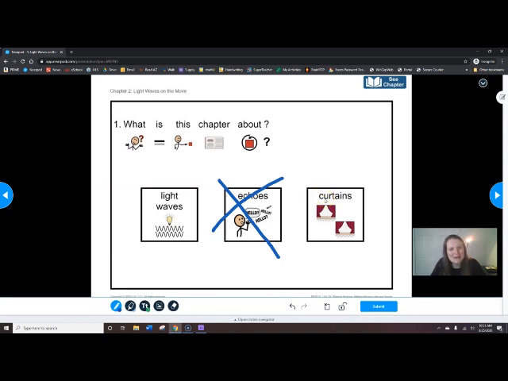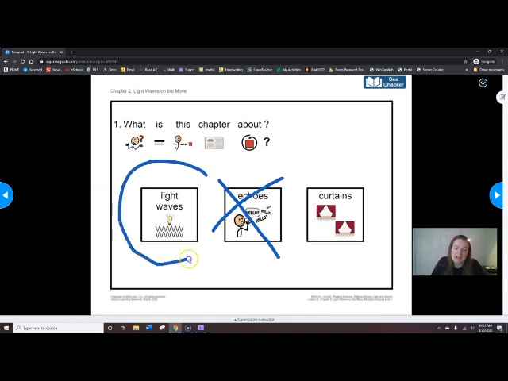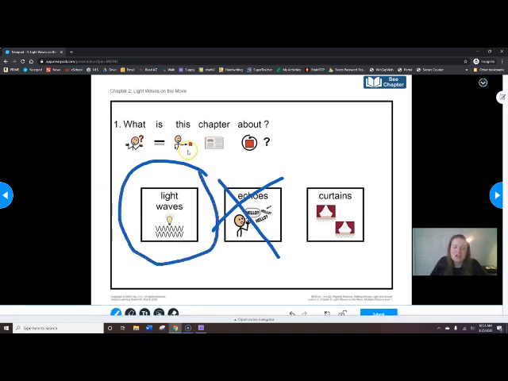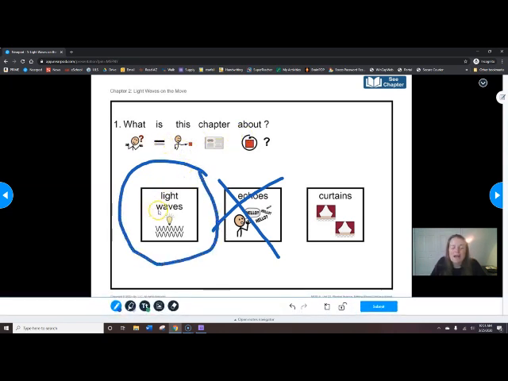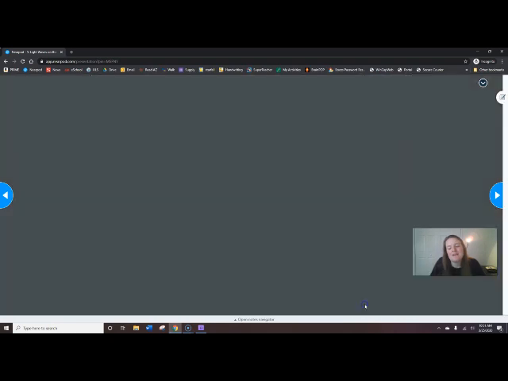There were some things about curtains, but we talked about how curtains are ways to block light. So most of what we read about today, the main idea was light waves. So this chapter was all about light waves. I circled light waves. Can you circle light waves and then hit submit?